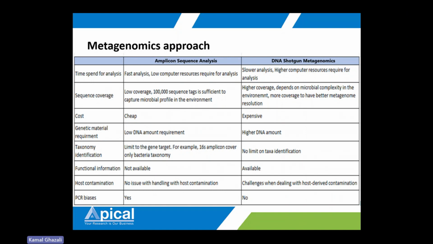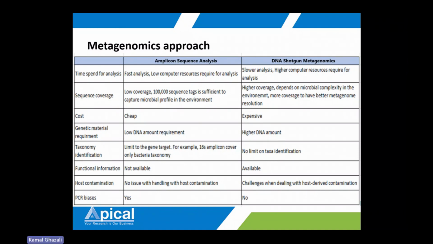For host contamination, there's no issue with amplicon because we just PCR the samples directly. While for the DNA shotgun metagenomic, there's a challenge with host-derived contamination. For example, let's say you want to study the microbes in animal guts. There's a challenge to ensure the purity of the sample, because if you have a lot of host-derived contamination in the sample, then most of the data you get will come from the host rather than microbes, right?